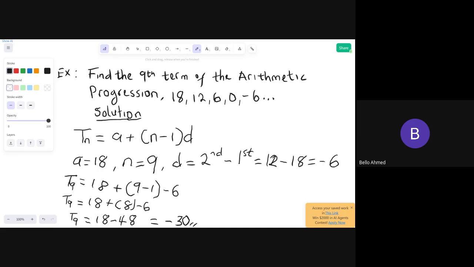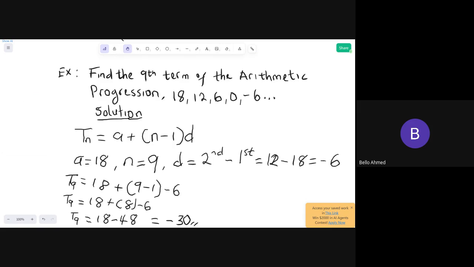So the ninth term of this arithmetic progression, the ninth term of this sequence, is going to be minus 30. What we are trying to say is that this is the first term, second term, third term, fourth term, fifth term, 6, 7, 8, 9. Then the ninth term is expected to be minus 30. Thank you.